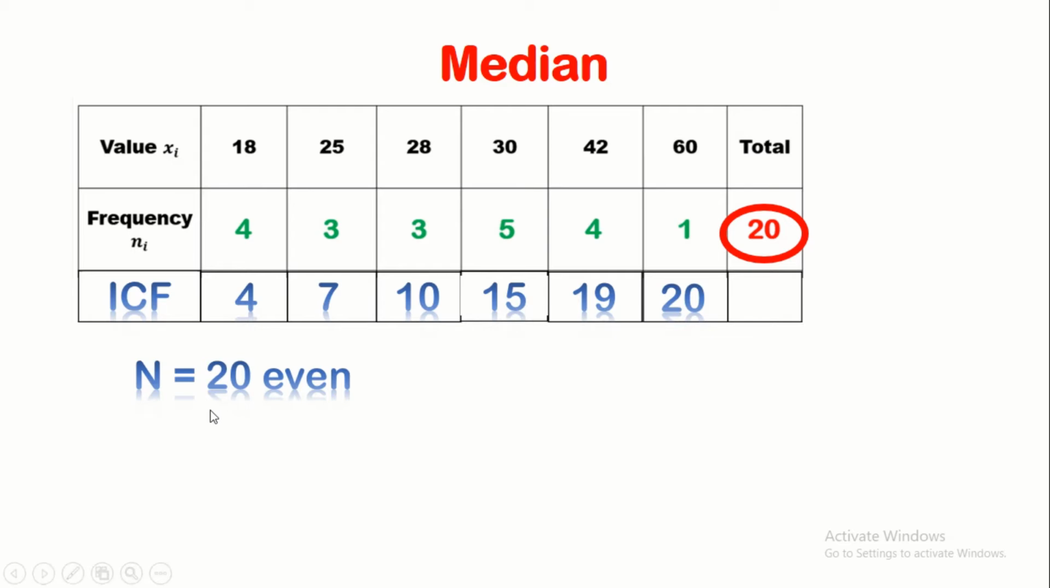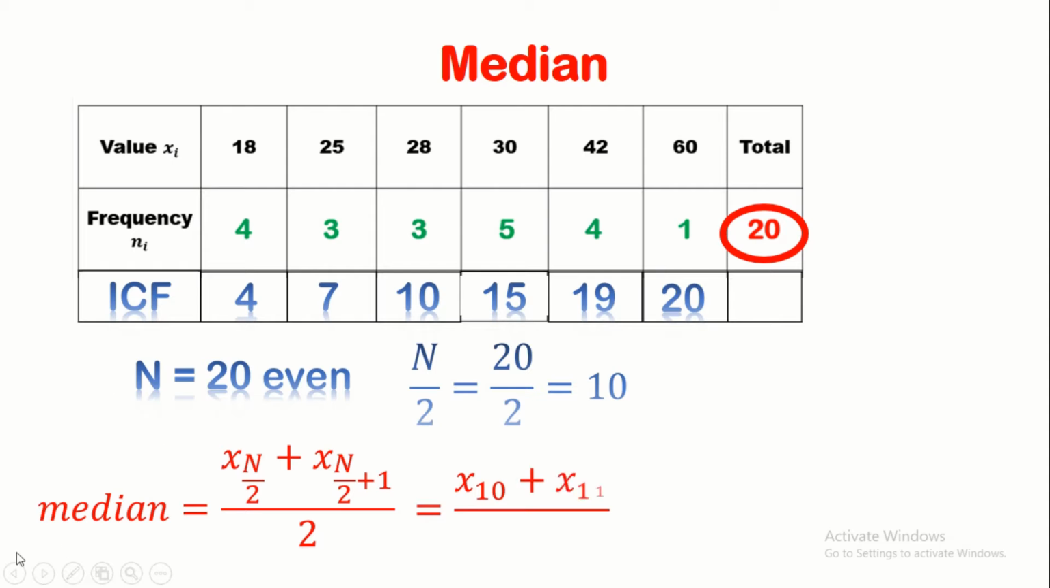Then we can say that when the total is even, the median is exactly equal to x n over 2 plus x n over 2 plus 1, all divided by 2. Well, n is 20, n over 2 is 10, then n over 2 plus 1 is 11. In this case, we can say that the median is x10 plus x11, all divided by 2. Well, what does it mean x10 plus x11? The numbers 10 and 11, we should search for them in the increasing cumulative frequencies, and then we should search for their values here in xi's.